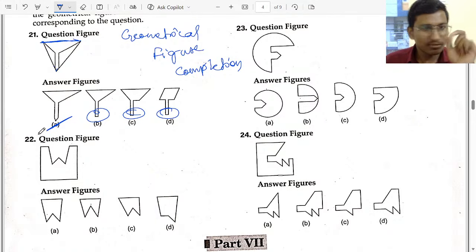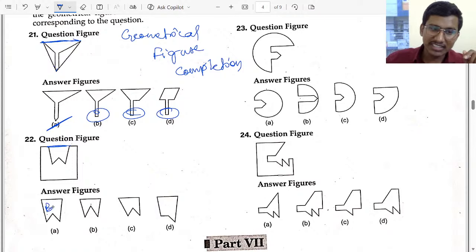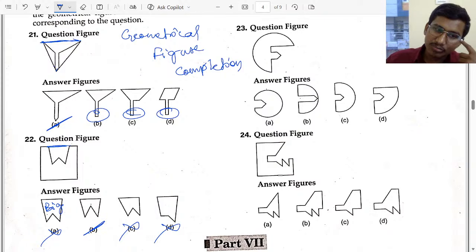Now what is the answer for the 22nd? Tell me. Yes, students. For the 22nd, if you join here, it will look like a W. It will look like a W. So which will be the answer? This is a little big, so C is not possible. This is a little different, so D is also not possible. What will be the answer? Option is option.